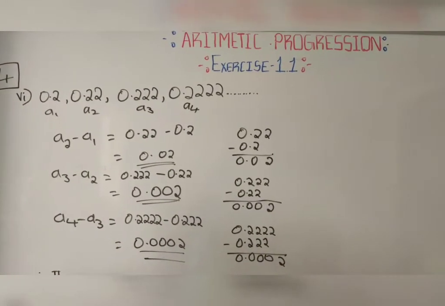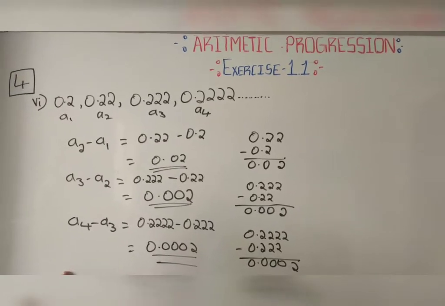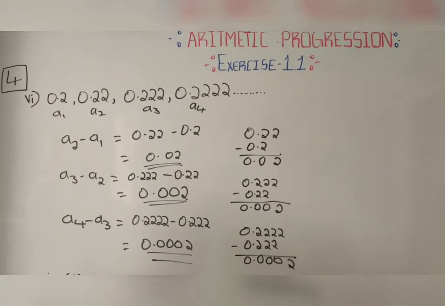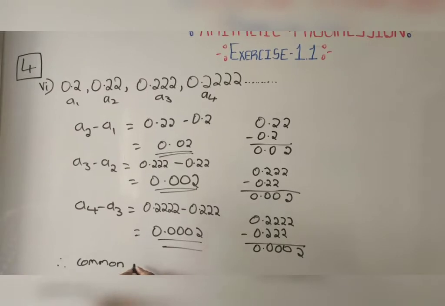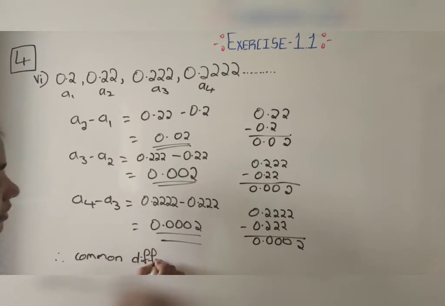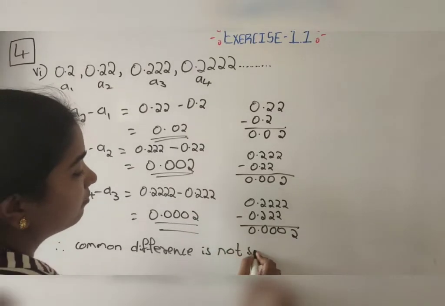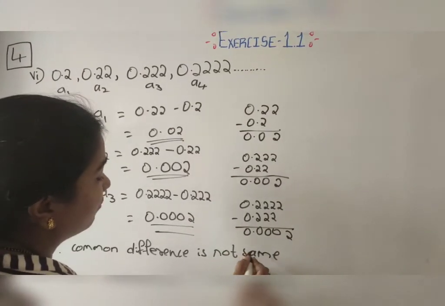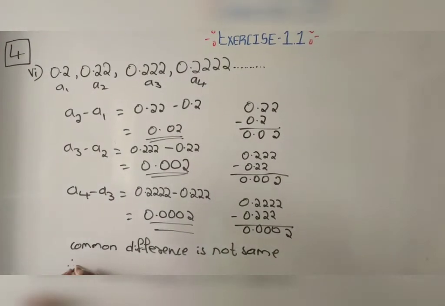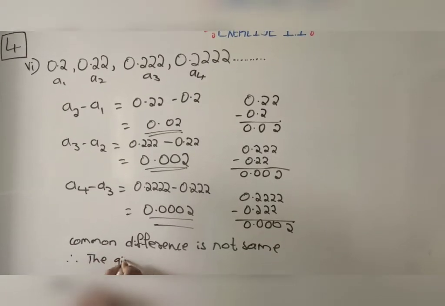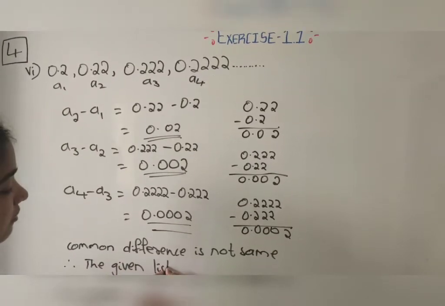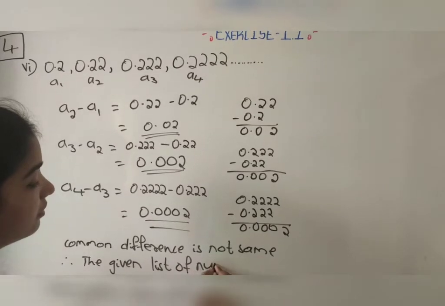Therefore, first we will write: common difference is not the same. Not the same. Therefore, the given list of numbers does not form an AP.